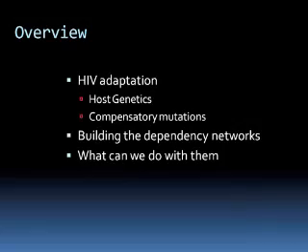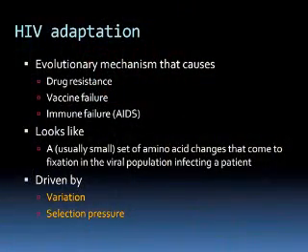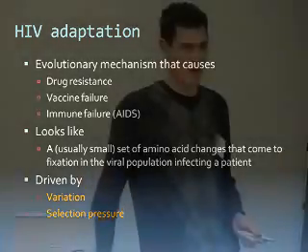So I'm going to spend maybe more time than usual on the introduction so that we really understand what's going on with the biology, because as I said, I think it really motivates the underlying models that we're going to use, and then really go into these dependency networks and what they mean. So HIV adaptation is, in a nutshell, what leads to all of our headaches with this disease. It's the underlying causal mechanism of drug resistance, vaccine failure, and ultimately AIDS.